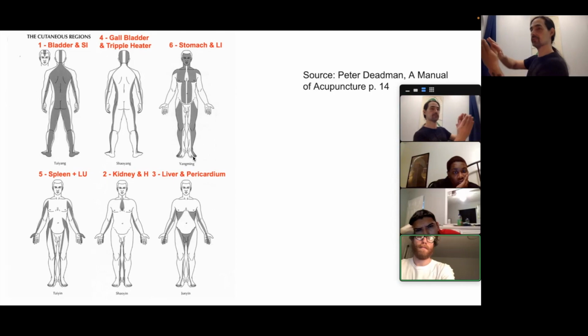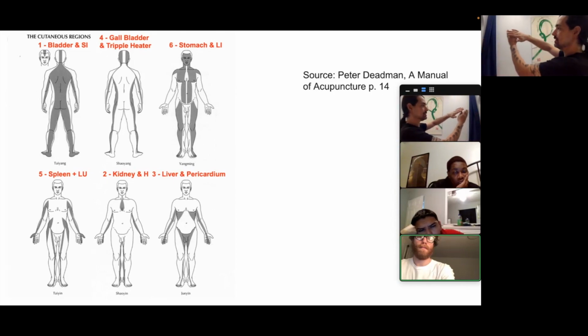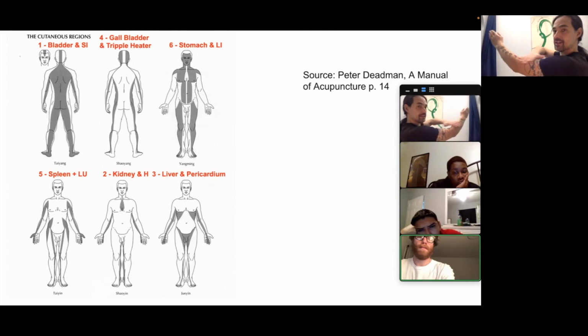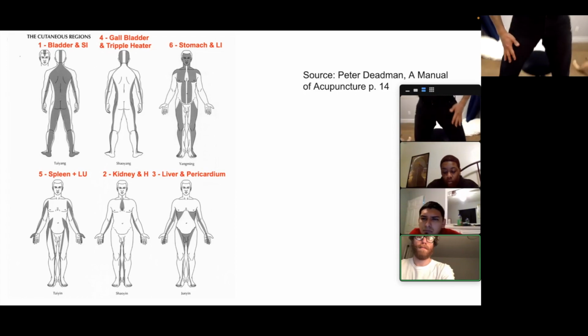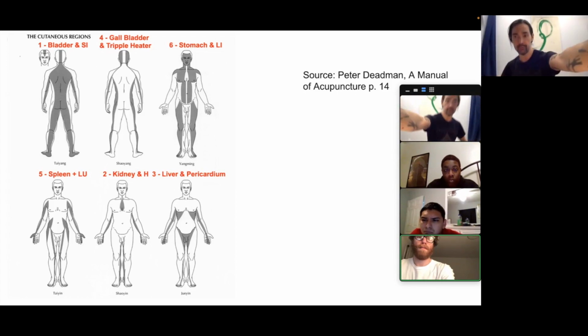So for the large intestine, it's like the front or radial side of the arm and then the front of the face. And for the stomach, it's the front of the face and then the whole front side of the body and then the front of the leg down to the front of the foot.